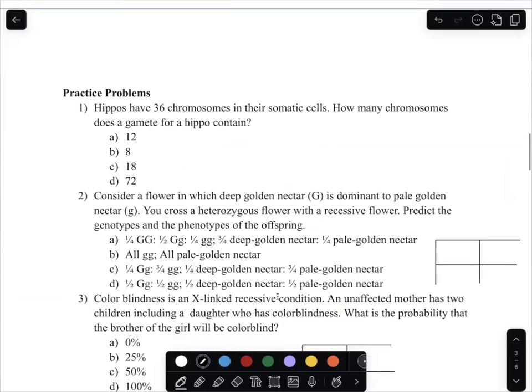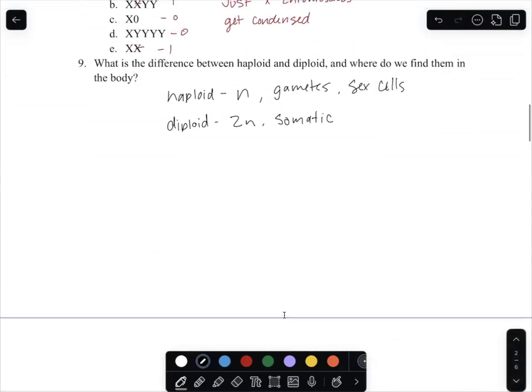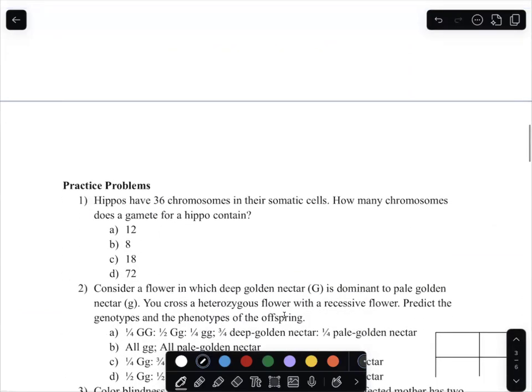Okay. Hippos have 36 chromosomes in their somatic cells. How many chromosomes does a gamete of a hippo contain? So going back to what we just talked about, if they have 36 chromosomes in their somatic cells, they have half of that in the gamete. So the answer to this would be 18.